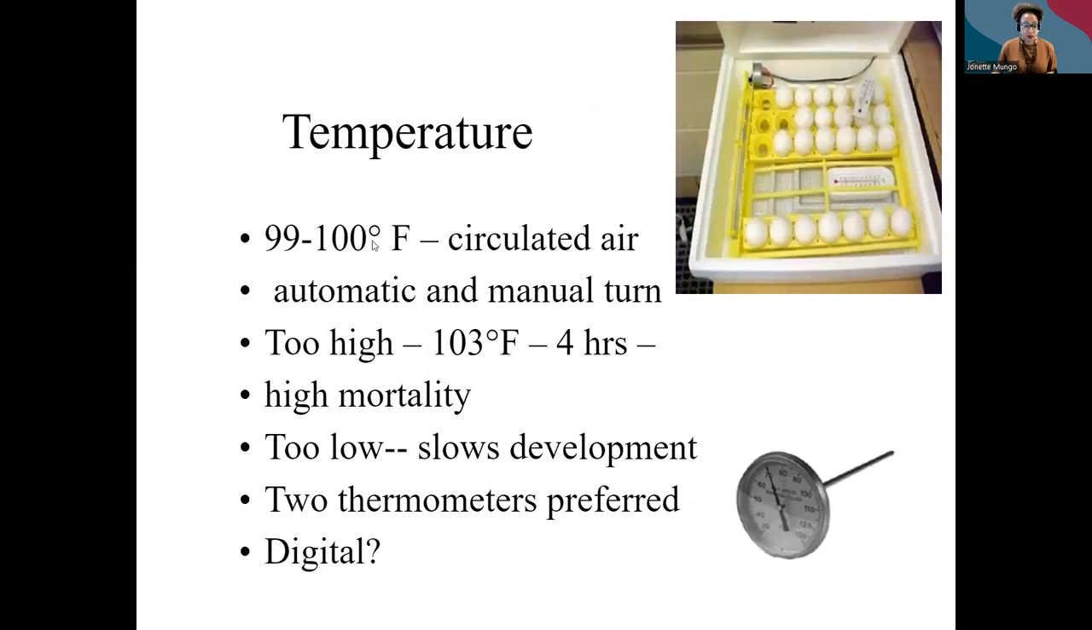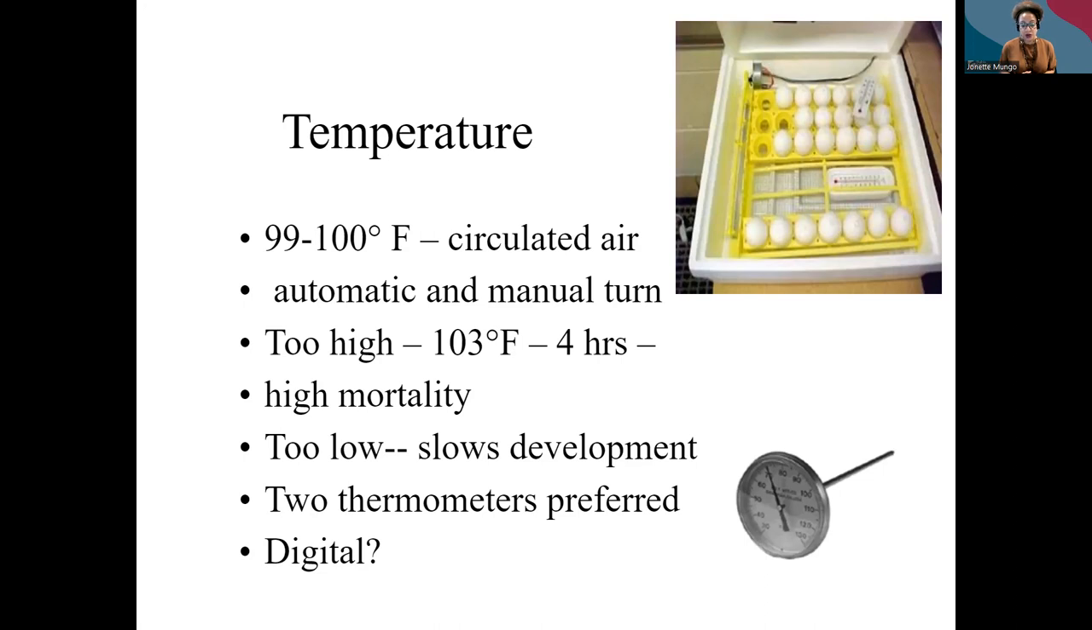The temperature of your incubator needs to be set between 99 and 100 degrees Fahrenheit in a circulated air incubator. Now, if you look at the picture here, you'll see that there are two thermometers in there. One thermometer is resting on top of the eggs, and the other thermometer is under the grid that's there. One of those is going to give you the humidity reading, so a hygrometer, and the other is going to give you the temperature reading. So you'll need to read those to make sure they're steady.